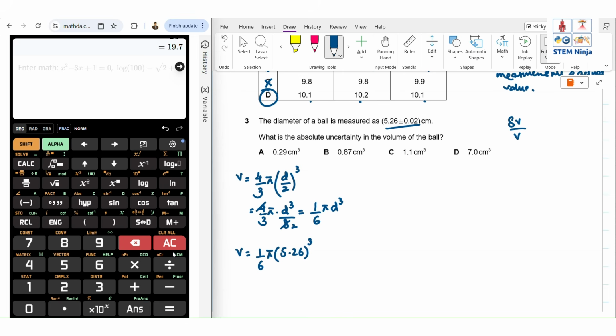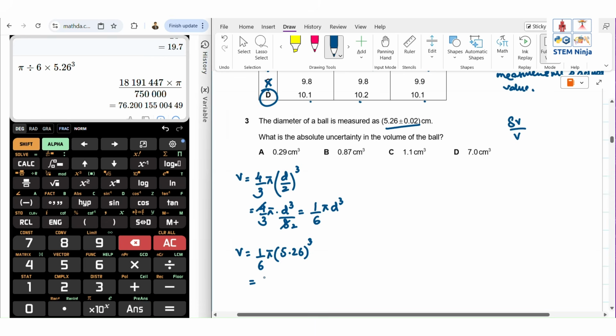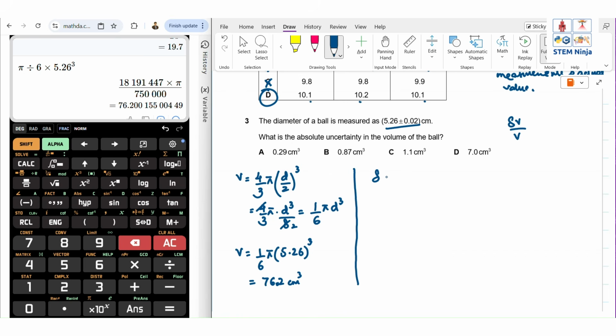So pi divided by 6 times 5.26 cubed. This is given as 76.2 centimeter cubed. Now we need the delta V over V. As we can see, this would be the same as delta D over D times 3 because it's D cubed.